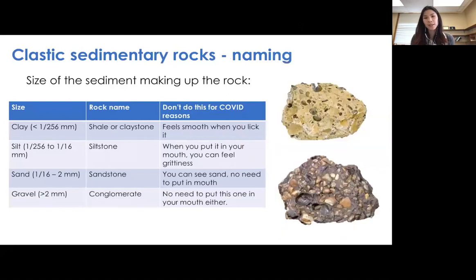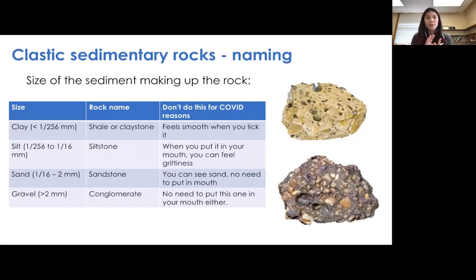Okay, and then finally, the largest size that we'll deal with is anything larger than 2 millimeters, which we'll call a gravel, but these could also be large enough to be pebbles or presumably boulders. And these are called conglomerates. Again, you don't need to put this one in your mouth. You will be able to see it fairly easily. The examples on the right are pretty typical examples of conglomerates. So you've got rounded pebbles of other rocks that are bound together and cemented together to form the conglomerate rock.